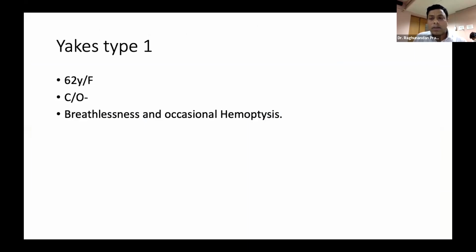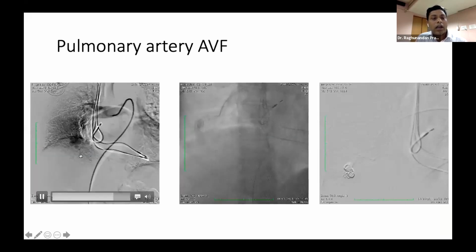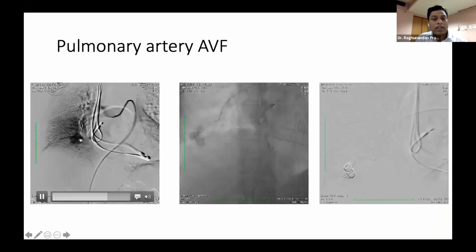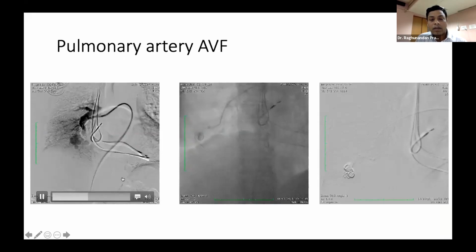Coming to one case, this was a 62-year-old female complaining of breathlessness for the last 4 to 5 years. She was visiting many places, and then she developed occasional hemoptysis, and a CT scan was done to evaluate this hemoptysis. On CT scan, she was discovered to have a type 1 AVF between the descending branch of the right pulmonary artery and vein. Here you can see this dilated tortuous vein directly communicating with this feeding pulmonary artery branch.